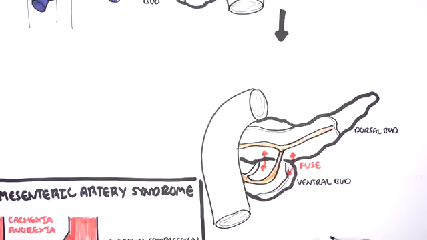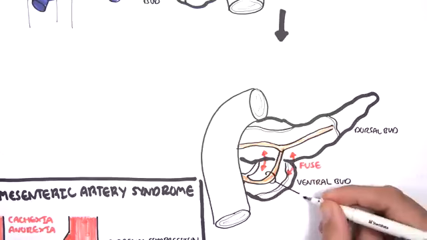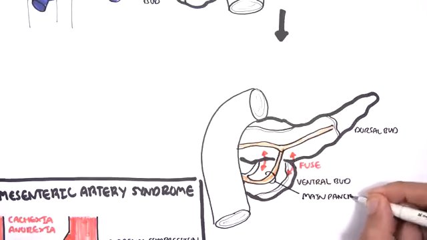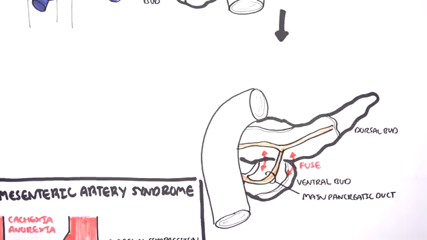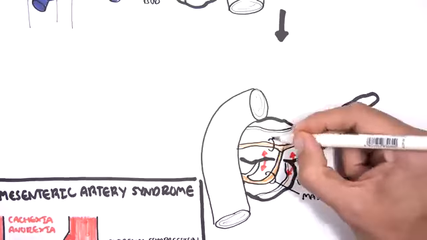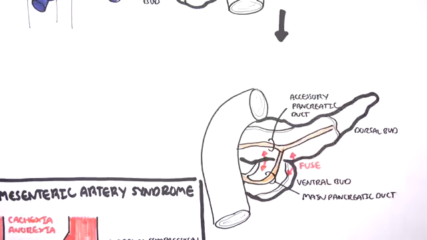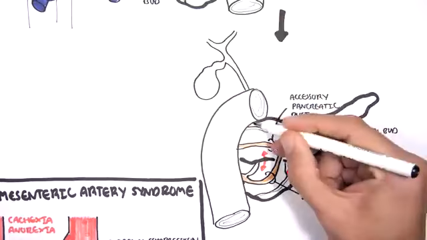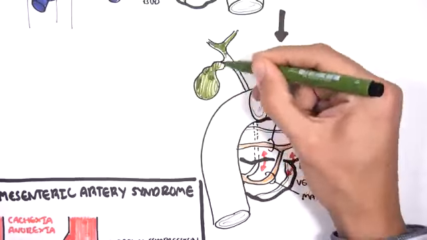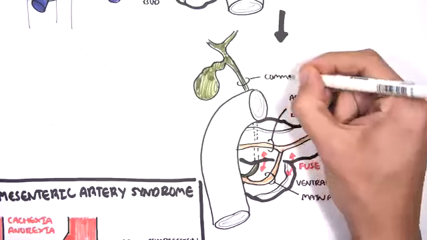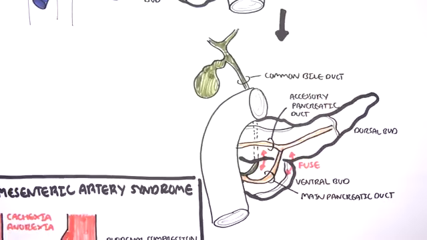The ventral and dorsal pancreatic buds' ducts will anastomose, and this again will become the main pancreatic duct, and this will become the accessory duct we spoke about. And of course, the common bile duct here will join with the main pancreatic duct and drain into the duodenum. The ventral bud again becomes the uncinate process of the pancreas.